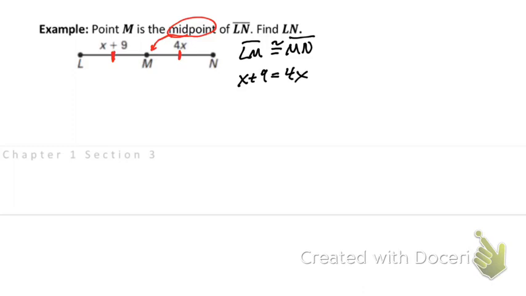Now we just have to solve it. Just solve it by subtracting x on both sides. That will give me 9 equals 3x. Divide both sides by 3, and we're going to come up with x equals 3.